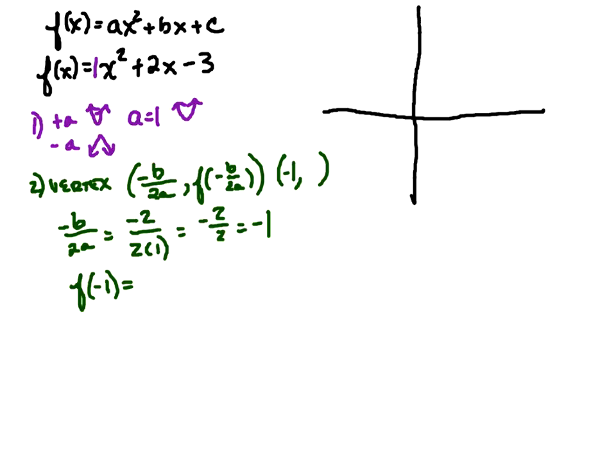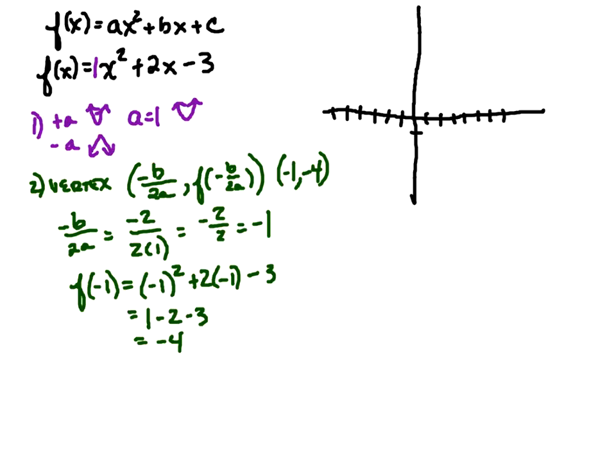Okay, so when I plug in negative 1 into the function, I have negative 1 squared. Be careful when you're plugging a negative in. Make sure you put it in parentheses because it makes a difference. Negative 1 squared is positive 1 minus 2 minus 3, which is negative 4. So my vertex is negative 1, negative 4. Okay. I'm going to go ahead and plot that since I know it. Negative 1, 1, 2, 3, 4, negative 4. So there's my vertex.